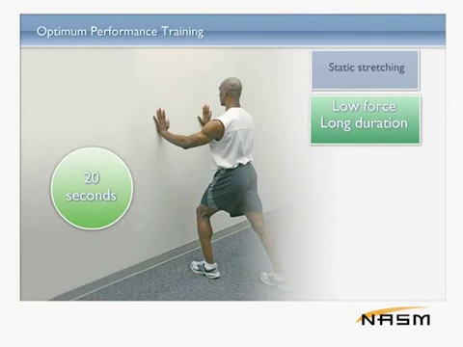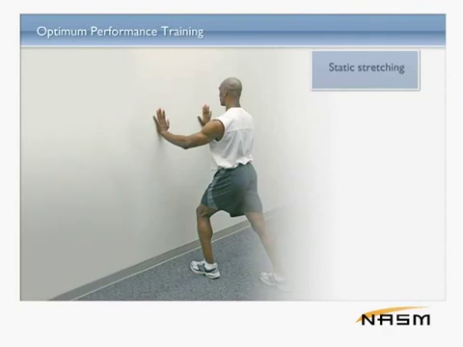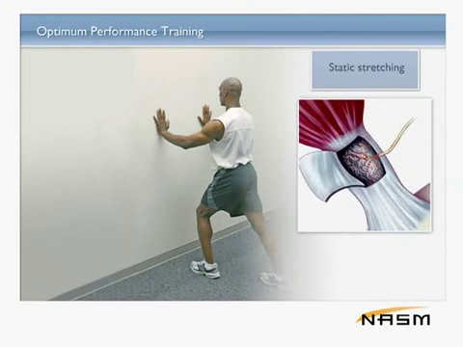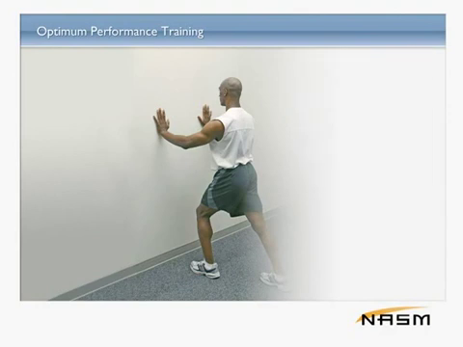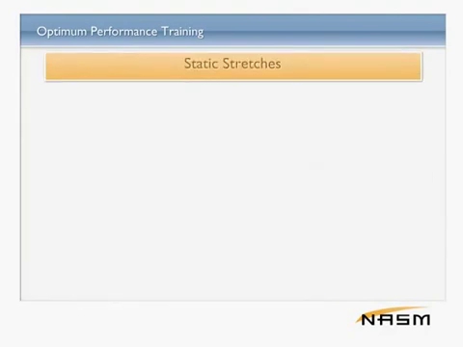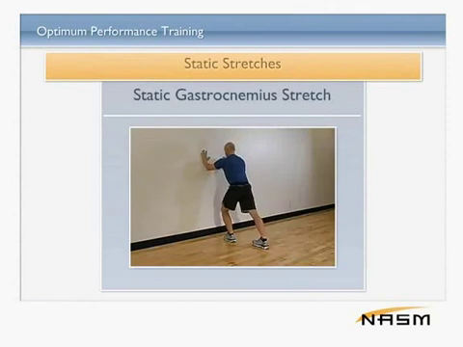The proposed mechanism for this type of stretching is autogenic inhibition. By holding the muscle in a stretched position for a prolonged period of time, the Golgi tendon organ is stimulated and produces an inhibitory effect on the muscle spindle. Let's review some commonly used static stretches, starting with the static gastrocnemius stretch.